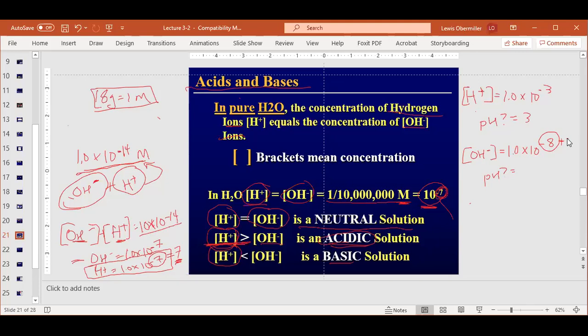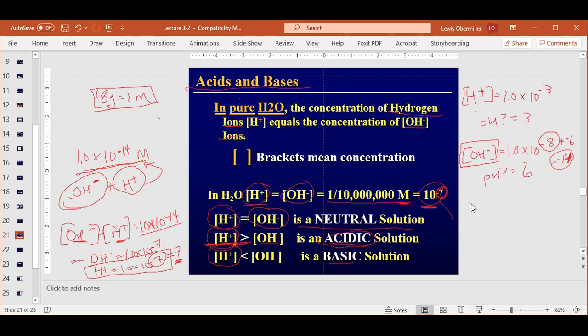What do we have to add to 8 to get to 14? So 14 minus 8 is 6. Right, you'd have to subtract 6 from negative 8 to get negative 14, which is the magic number. Remember, the exponents always have to add together to be negative 14, so the values multiply together to be 10 to the negative 14th. So the answer to this is the pH is 6. Right, because I didn't give you the hydrogens, you have to figure it out on your own from the hydroxyl value.